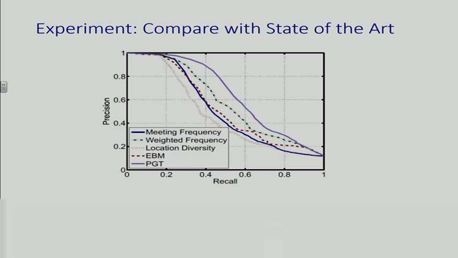So in this graph, as you can see, PGT has a more balanced curve compared to its competing algorithms such as meeting frequency, weighted frequency, or location diversity. And it outperforms the other algorithms by quite a big margin.